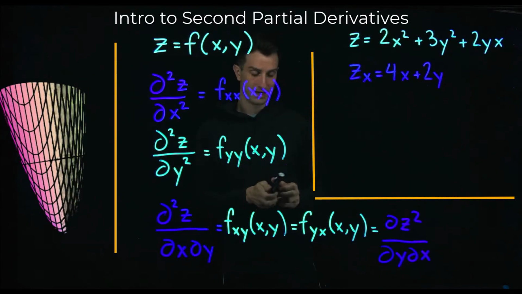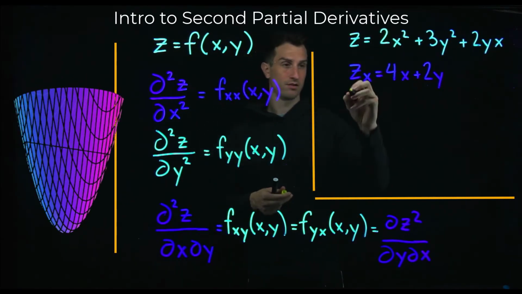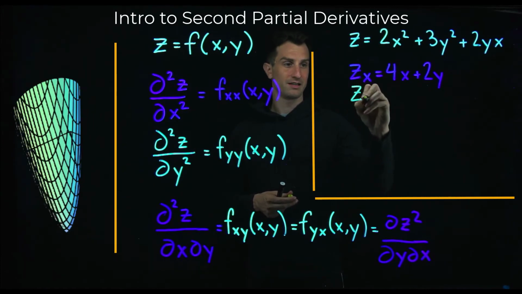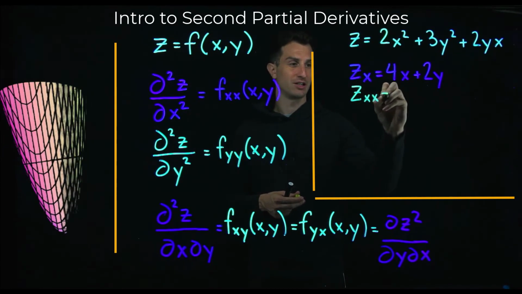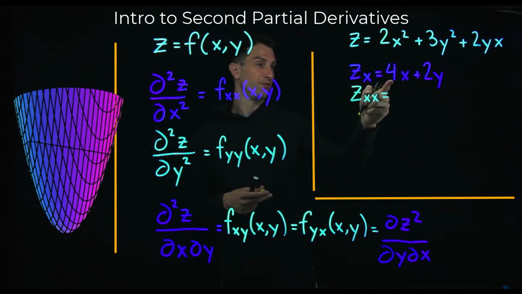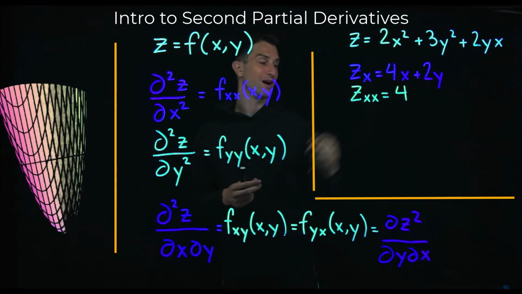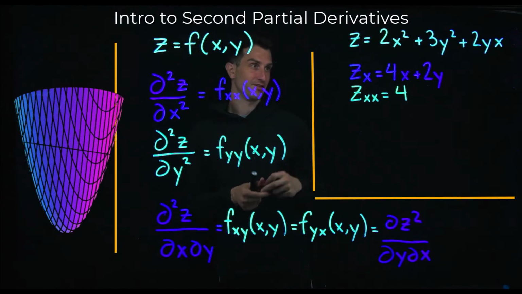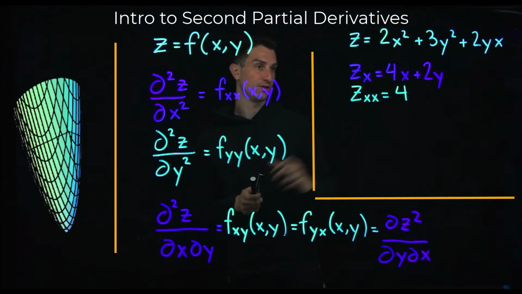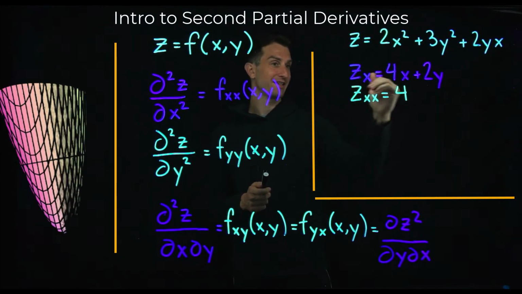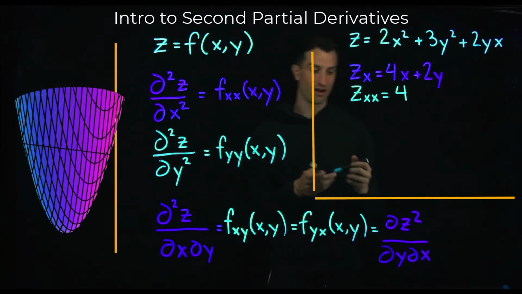Okay, we take the second derivative, z sub xx, meaning we're just going to take the derivative again. Well, the derivative of 4x with respect to x is 4, and the derivative of 2y is 0. Right, so z sub xx here is 4. So again, first partial with respect to x, second one with respect to x. Let's go ahead and go for the y's.